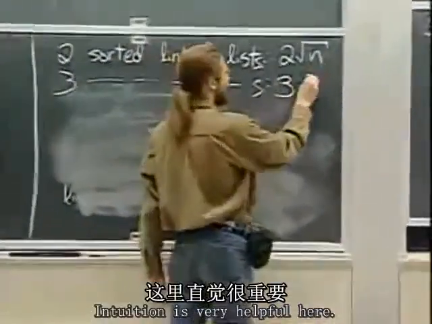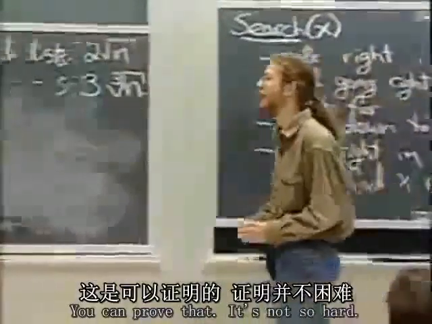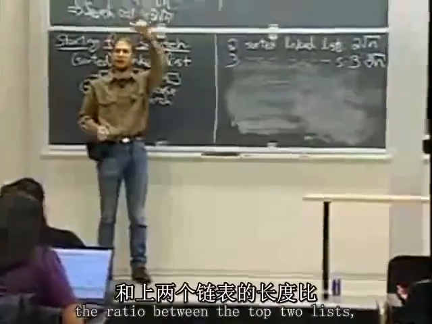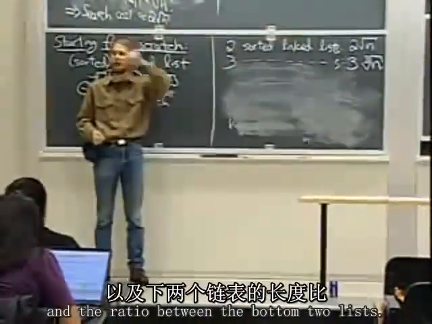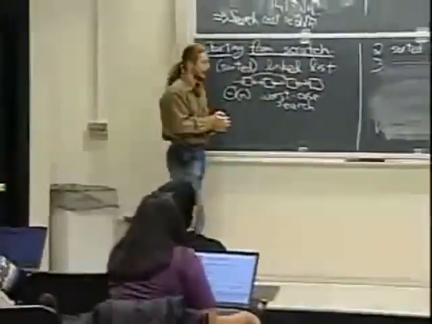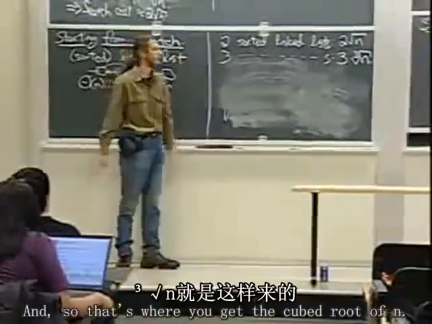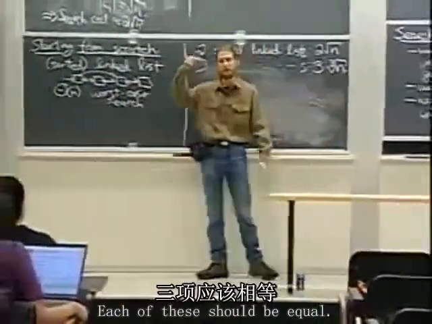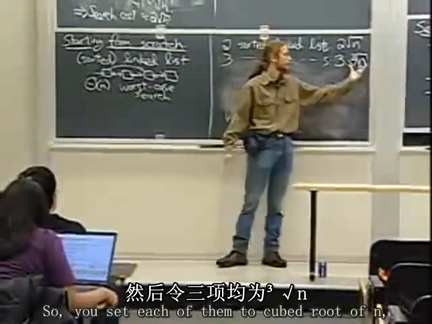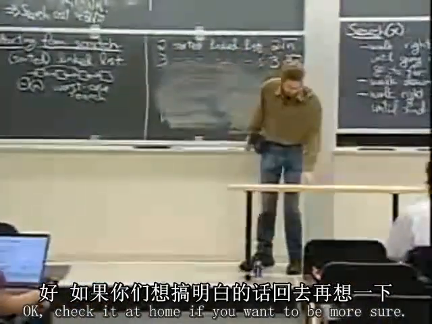Intuition is very helpful here. Doesn't matter what the right answer is. Use your intuition. Now, you can prove that. It's not so hard. You now have 3 lists, and what you want to balance are the length of the top list, the ratio between the top 2 lists, and the ratio between the bottom 2 lists. So you want these 3 to multiply out to n, because the top times the ratio has to equal n. And so that's where you get the cube root of n. Each of these should be equal, because the cost is the sum of those 3 things. So you set each of them to cube root of n, and there are 3 of them. Check it at home if you want to be more sure.